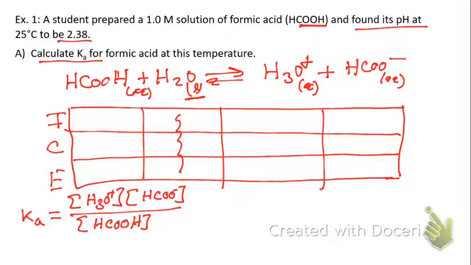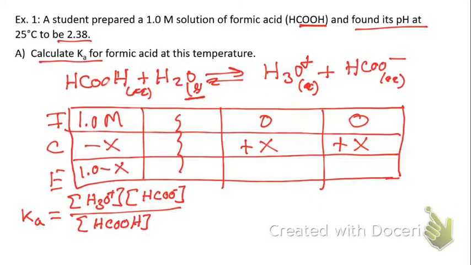Okay, so what do we know? Well, we know that we're starting out with a 1 molar solution of our weak acid. Our initial concentrations should be 0 for our products. The change in concentration is minus X, plus X, plus X, and we know that because everything is a 1-to-1 stoichiometric ratio. So at equilibrium, the concentrations should be 1.0 minus X, X, and X.